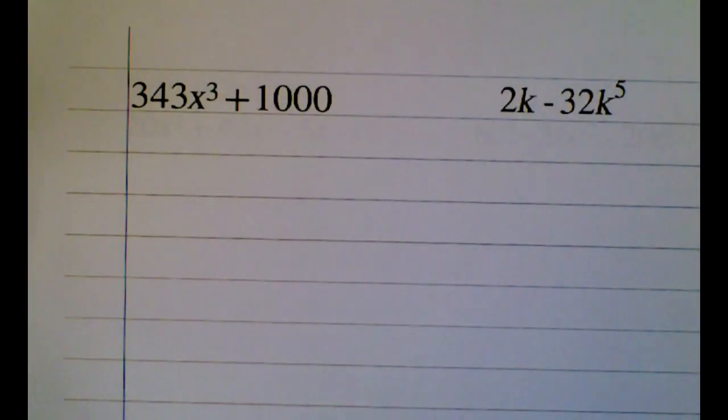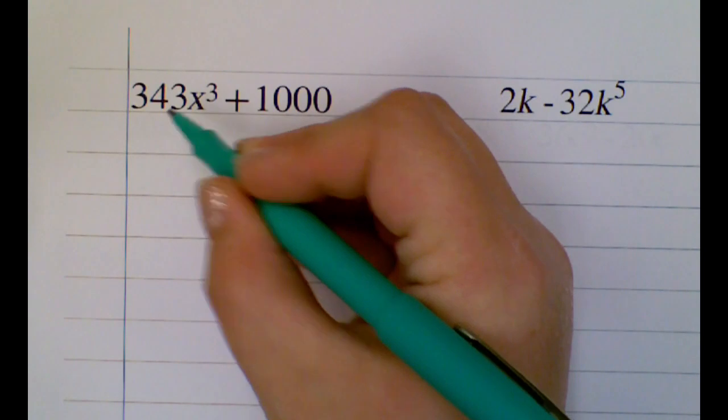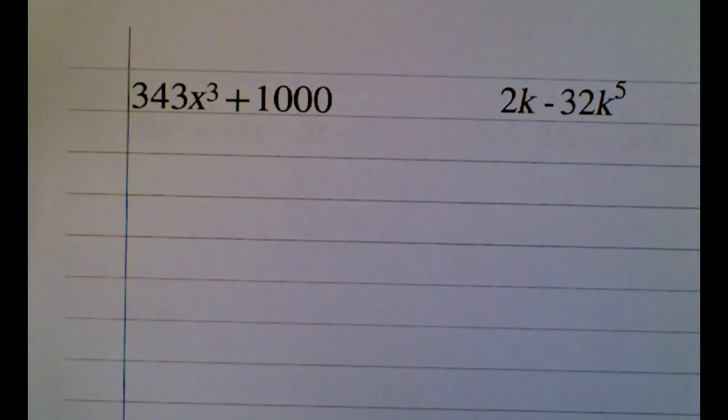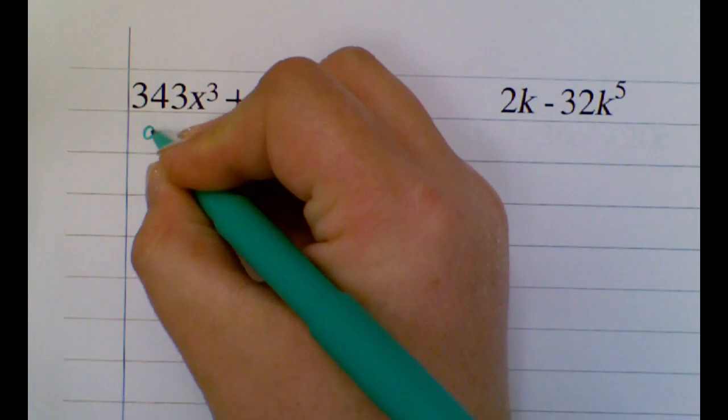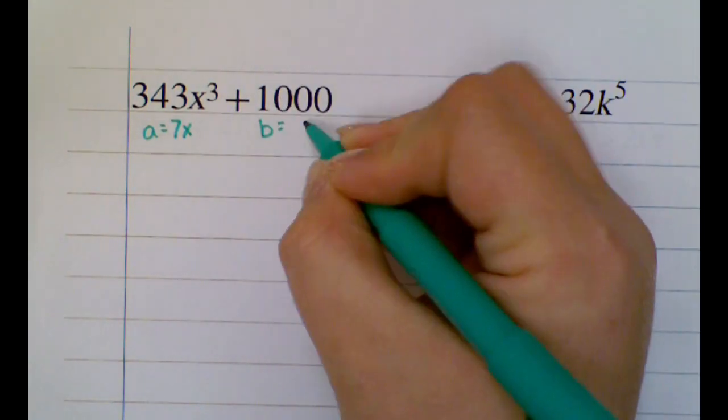All right, for this next one, I have 2 terms. It's not subtraction, so I can't use difference of squares, but it possibly is a sum of cubes. Is there a number cubed that gives me 343? Well, I am fairly confident that it's 7, but check with my calculator. It is. So our a value is 7x. Our b value, what cubed gives me 1,000?